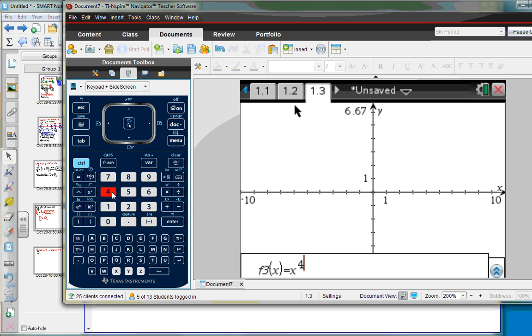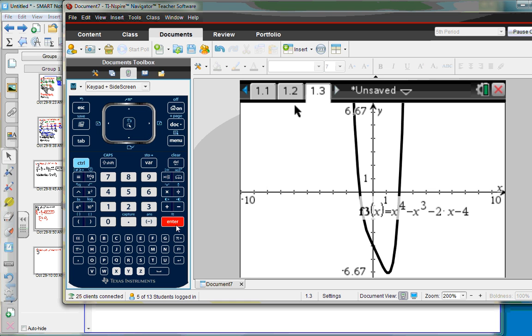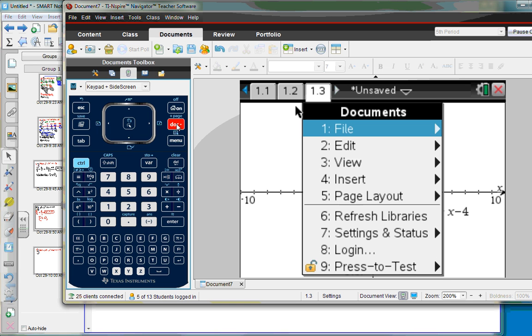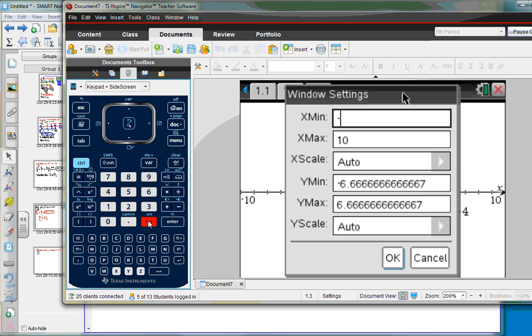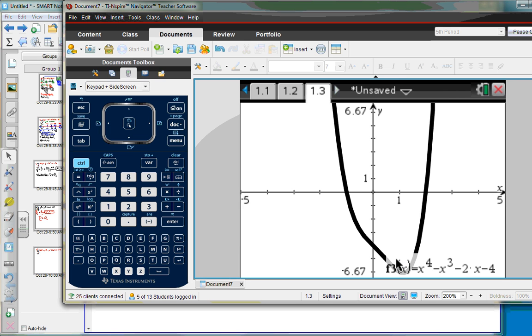x to the fourth minus x to the third minus 2x minus... If I graph this thing, this is what I get. Do I care about that? No, I'm going to go straight to my menu, window settings, -5, 5, 1, and hit OK.